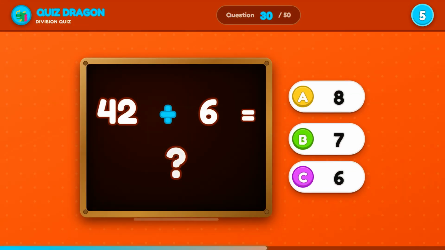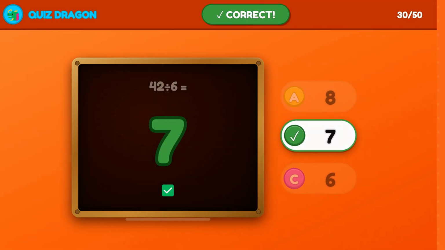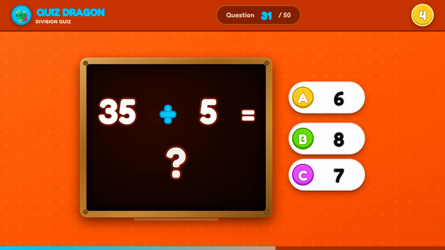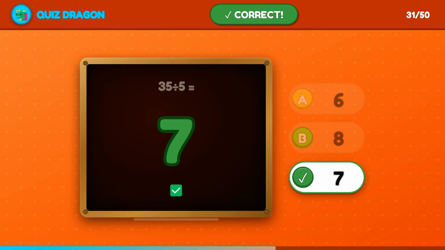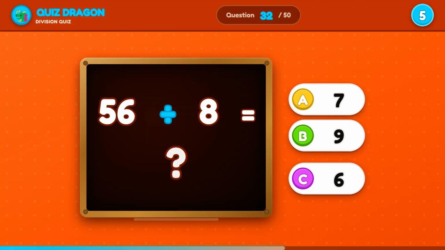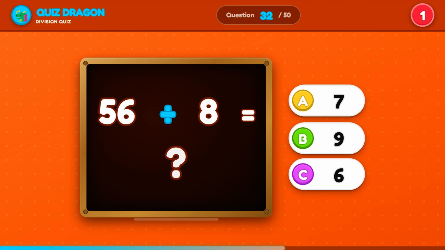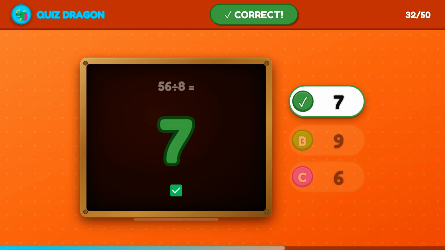Question 30. What is 42 divided by 6? The correct answer is B, 7. You are a genius. Question 31. What is 35 divided by 5? The correct answer is C, 7. Question 32. What is 56 divided by 8? The correct answer is A, 7.